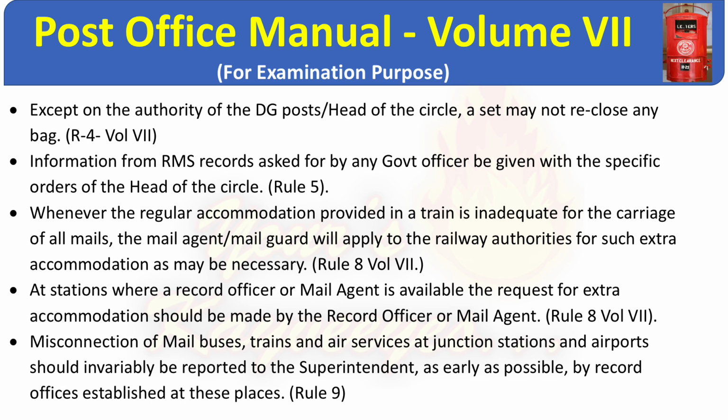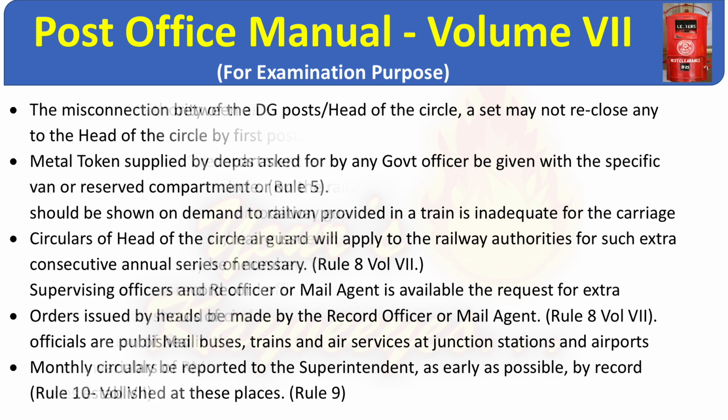Rule number 8. At stations where a record officer or mail agent is available, the request for extra accommodation should be made by the record officer or mail agent. Misconnection of mail buses, trains and air services at junction stations and airports should invariably be reported to the superintendent as early as possible by record officers established at these places.